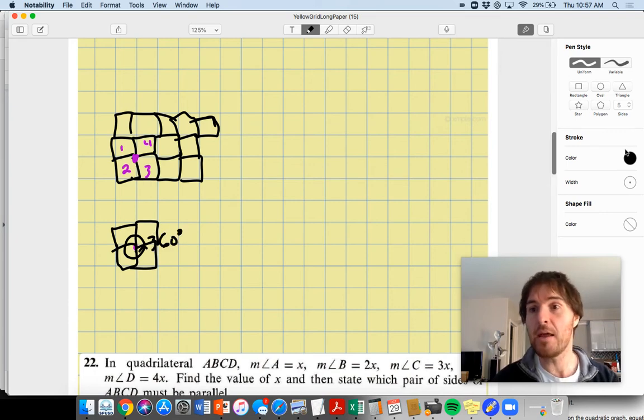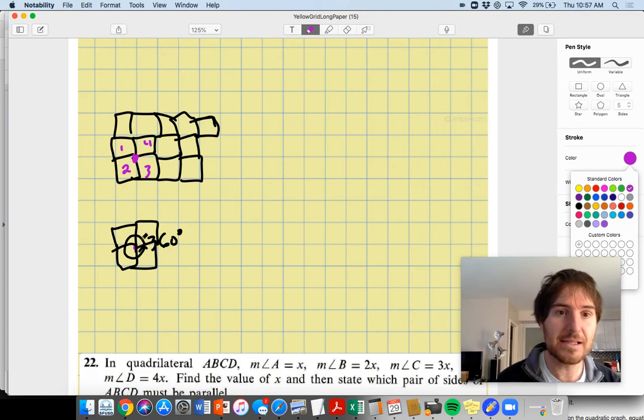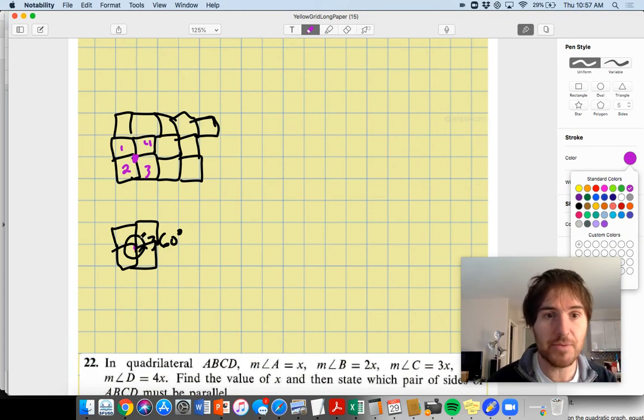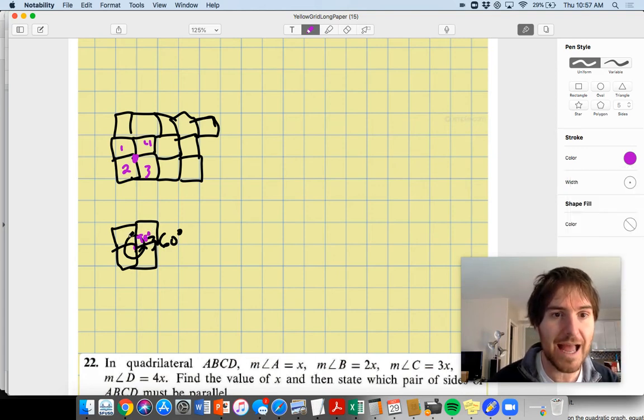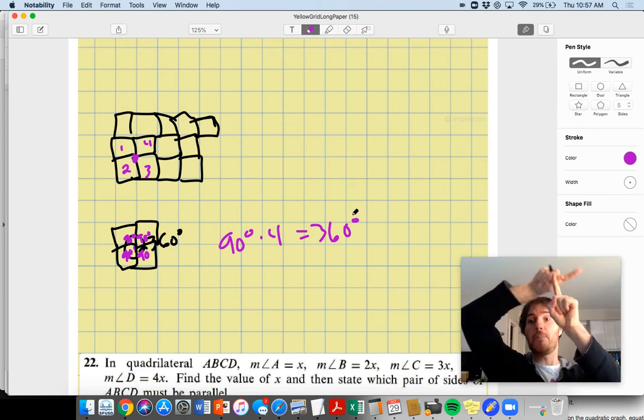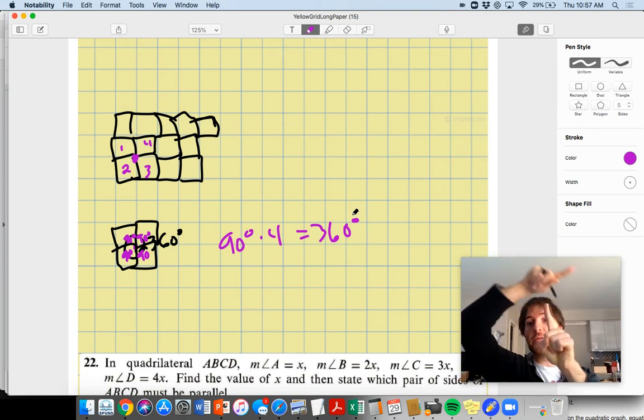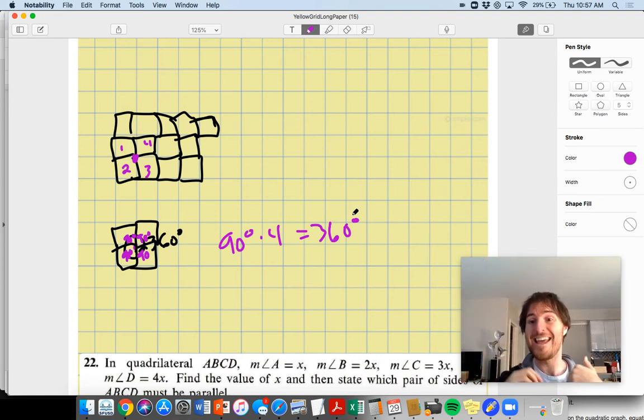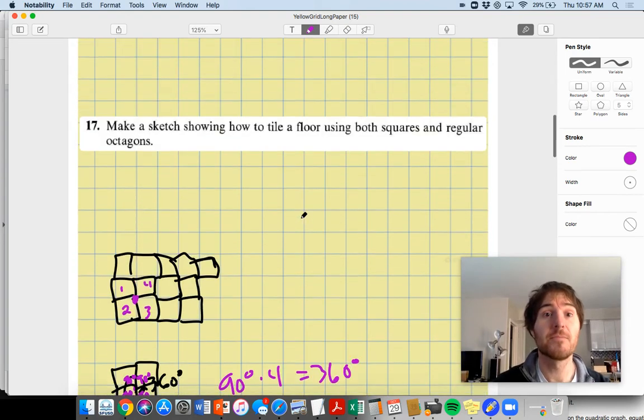360 degrees, right? If we get things that can sum up to 360 degrees. So if I have just squares only, I can tile that. Because when I put 4 squares together at a common vertex, I get 360 degrees, right? 90 degrees times 4 squares would equal 360 degrees. So I filled up all the surface that was available to be filled up around a given point. That's how tiling works. So let's check out this one here.